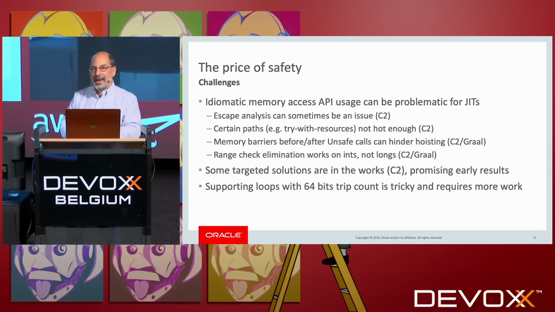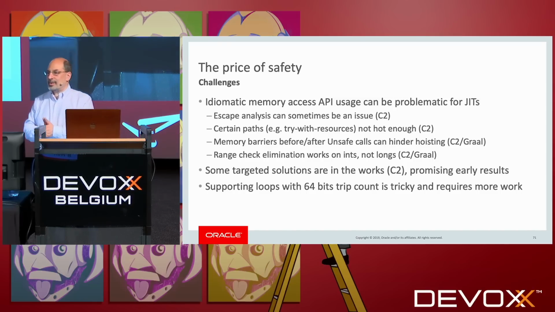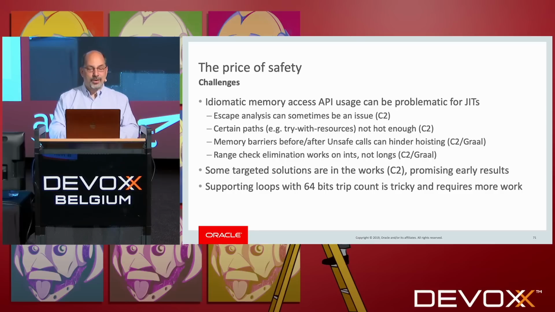We found that happened with wrapping things with try-with-resources, where the outside path was cold but the inside path was hot, and that got in the way. There were also some interactions with the memory barriers that had to be worked out. And it turns out that C2 is better at range check elimination on int index, but not on long index. So there's some more work required there. But with a little bit of JIT work, we got the numbers that were kind of what we were expecting. So that's a pretty good outcome.